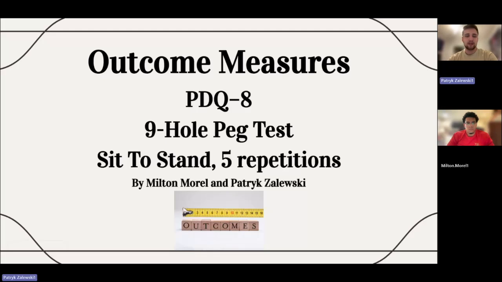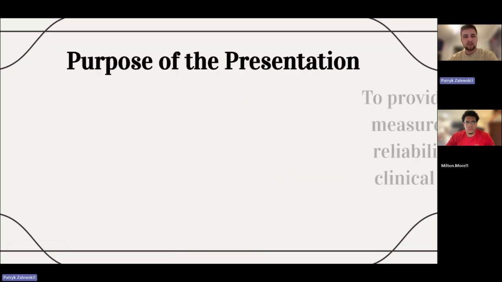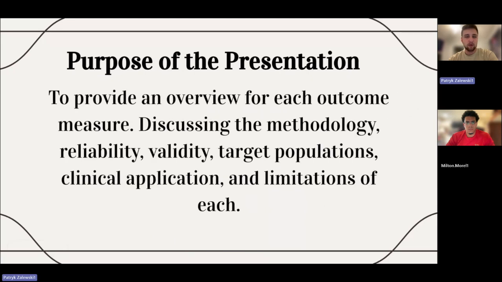So today we're going to be discussing outcome measures. The three that we're going to be discussing are the PDQ-8, the 9-hole peg test, and the sit-to-stand 5 repetitions. The purpose of this presentation is to provide an overview for each outcome measure, discussing the methodology, reliability, validity, target populations, clinical application, and limitations of each outcome measure.